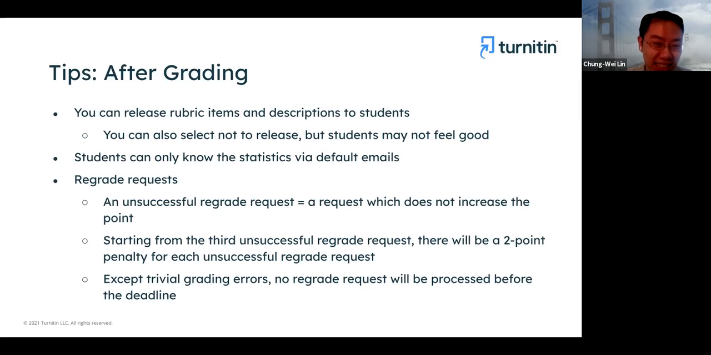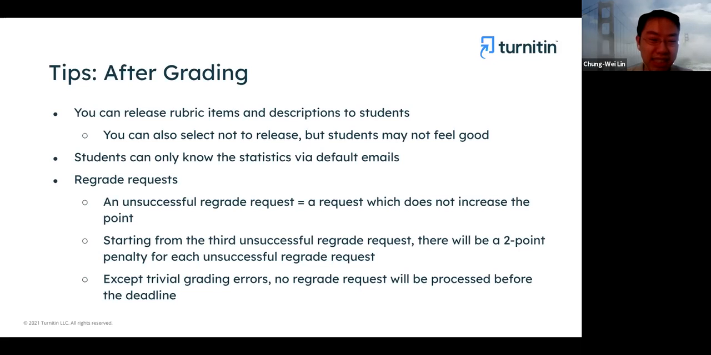So our policy is, yeah, students can challenge, say you are wrong. And we say challenge means you challenge our grading. If your score is increased, we say it's a successful challenge. If your score is not increased, we say it is an unsuccessful challenge. Our policy is every student has 2 free challenges. Starting from the third unsuccessful challenge, their points will be deducted.